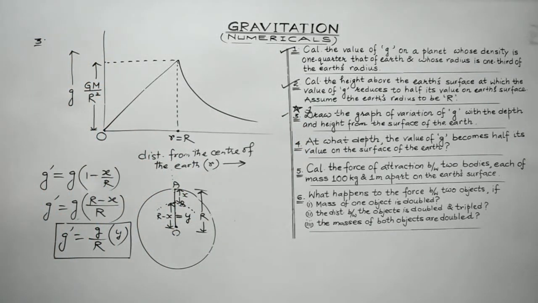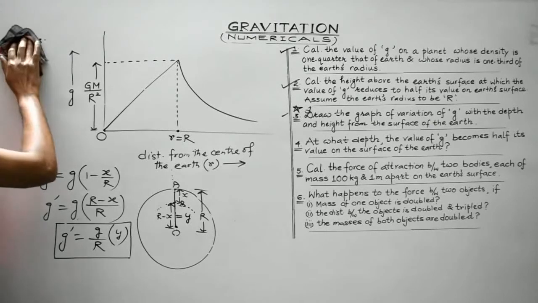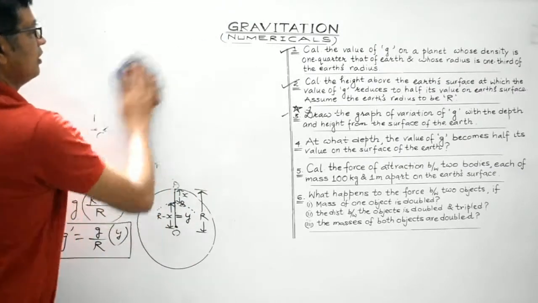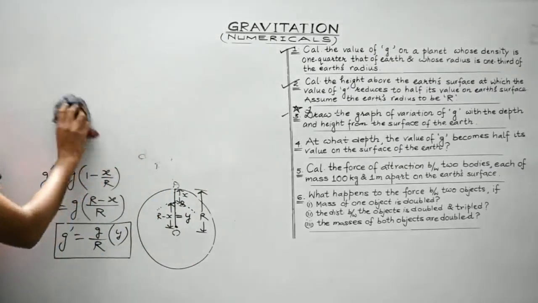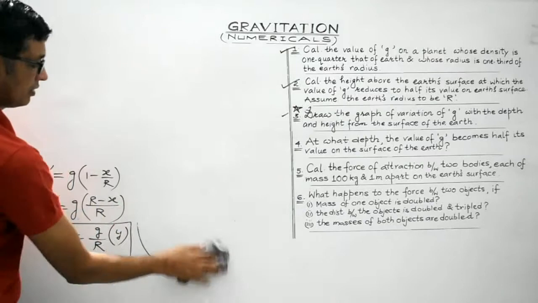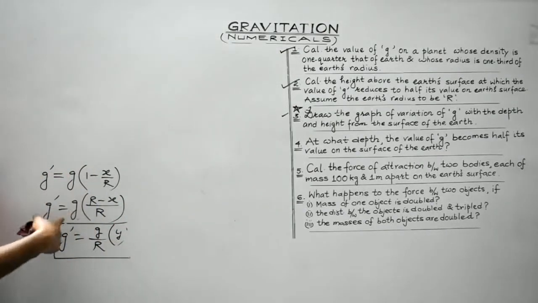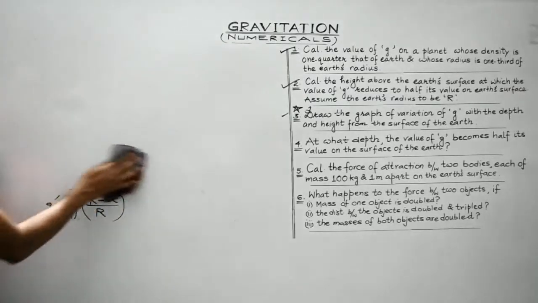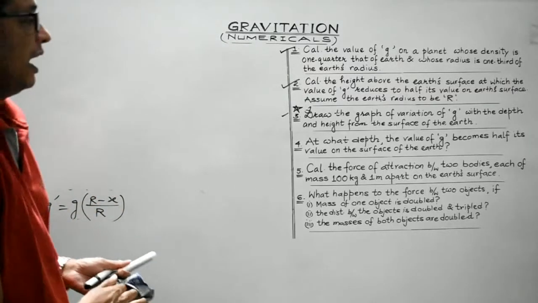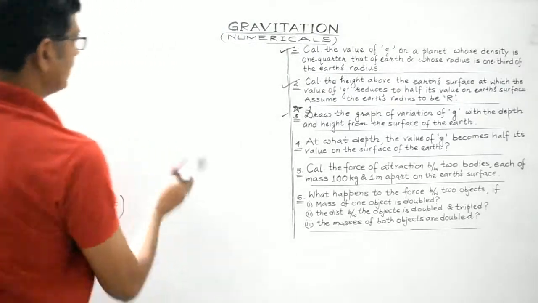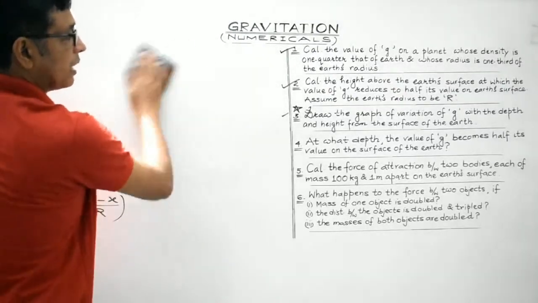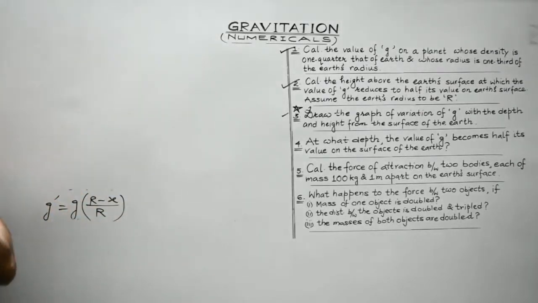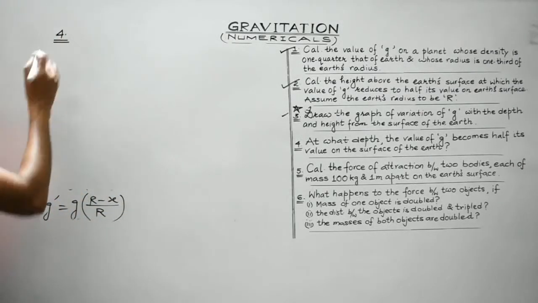Okay, let's move to question number 4. Question number 4 is, at what depth? It's a question in which we will have to make use of the variation of g with the depth. This is the formula to be used. In the case of depth, this is the formula to be used, right? So, what we are supposed to find is, at what depth the value of acceleration due to gravity becomes half its value on the surface of the Earth. Okay, this is a relatively simple question based on direct formula.